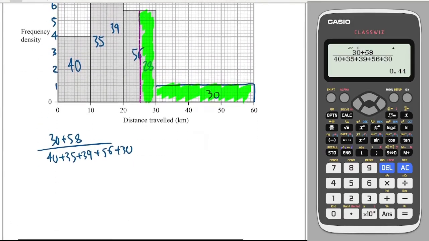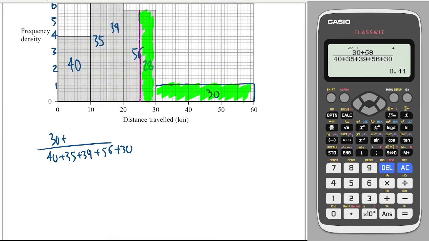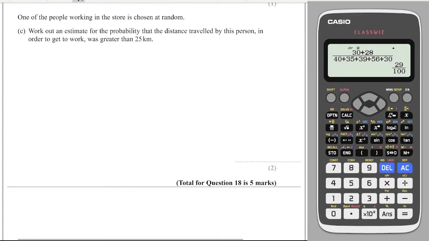Oh, whoops, that was silly. That should be 28. Whoopsie. Don't judge me, I'm sorry. I added the 30 and the 28 and I got 58. Got too excited, carried away. Okay, 29 out of 100, that sounds good. 29 out of 100.